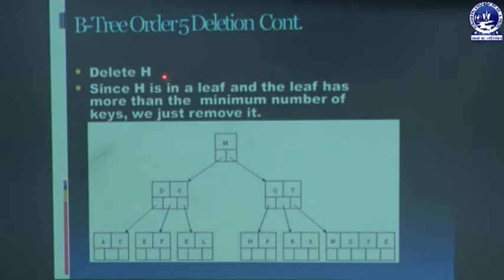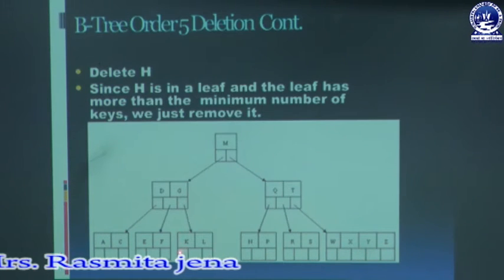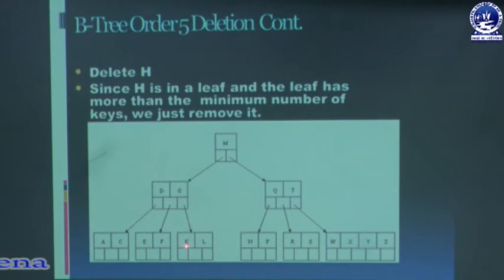So deleting H means, since H is in a leaf and the leaf has more than the minimum number of keys, that is, we know that the leaf has 3 keys and the minimum number of keys in this case is 2. As it contains 3 keys, more than the minimum, we can simply delete the key H from this node. So H is deleted, and after deletion the tree becomes like this. The node contains only the 2 keys, that is K and L.